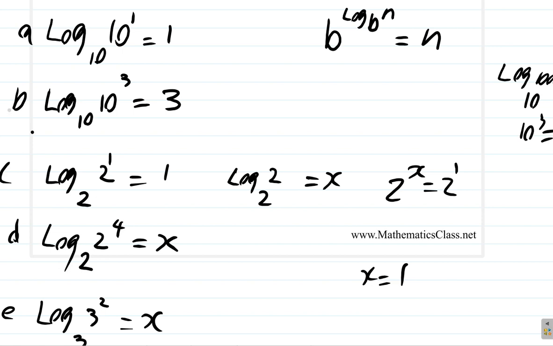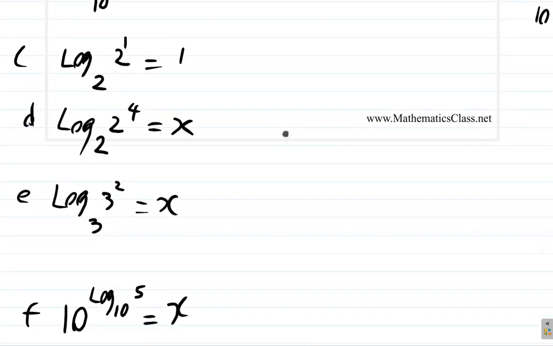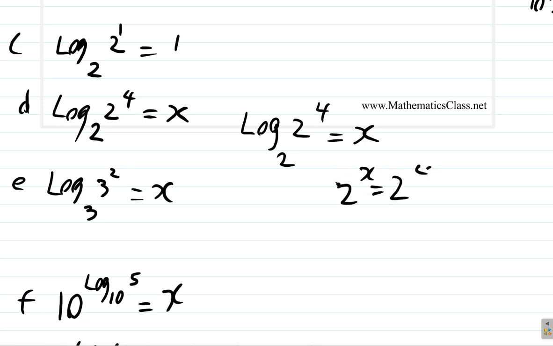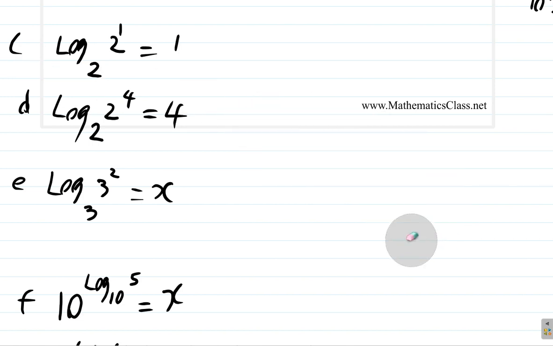Now, let's look at the other one. D. We're saying the logarithm of 2 to the 4 with a base of 2 is equal to x. Change to index form. We say 2 to the power of x is equal to 2 to the 4. But x must be 4. So x is equal to 4. All right, quite interesting. So you see this and this is the same.